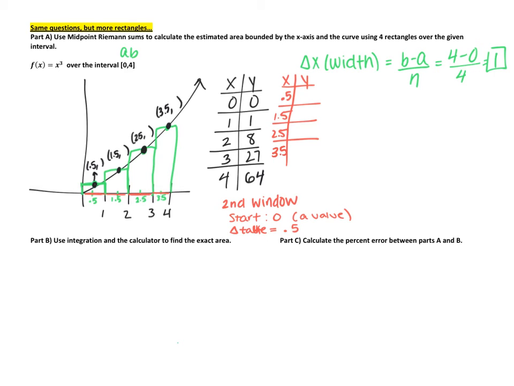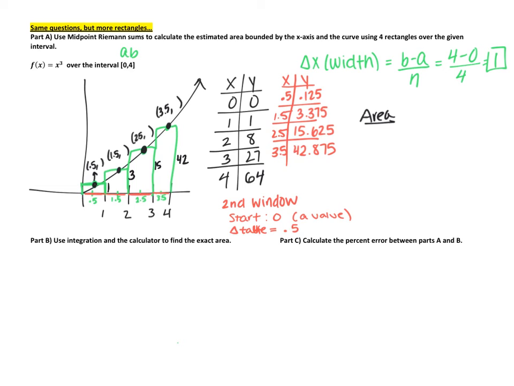Okay, so 0.5 was 0.125, 1.5 was 3.375, 2.5 was 15.625, and 3.5 was 42.875. So now let's use that information to find our area. To find the area, we need our heights. I'll start with the 3.5, which is a height of 42.875, so I could just write approximately 42. This one's approximately 15, this one's approximately 3, and this one's approximately 1.